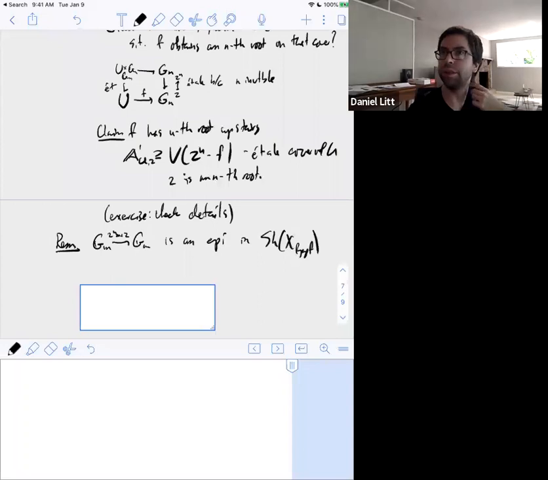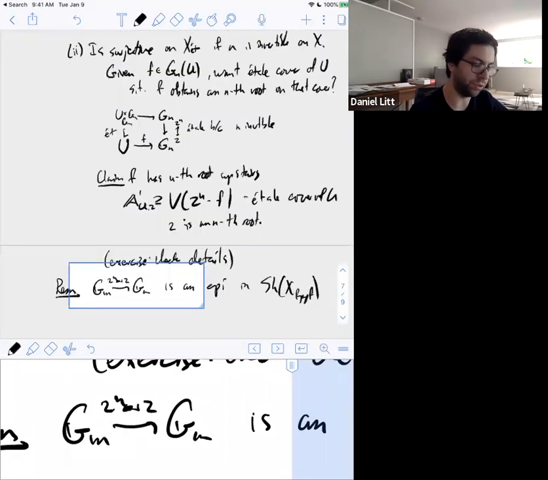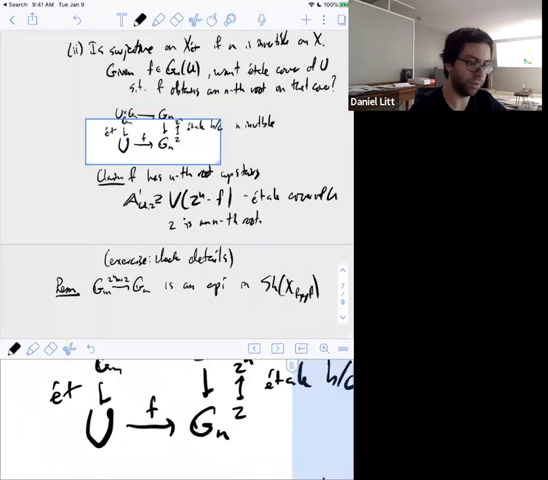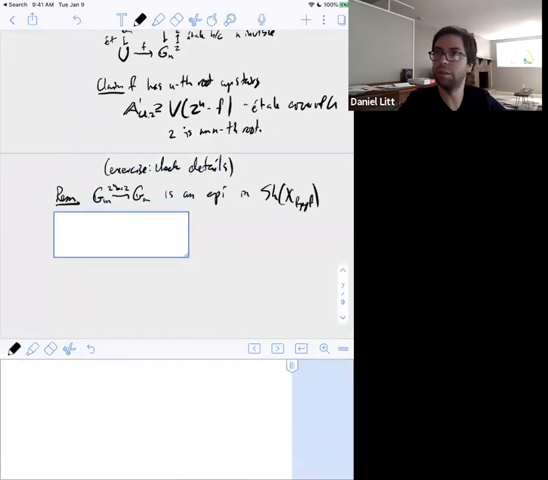Are there any questions about that? And the reason why is just that this map is flat and finitely presented. So if you just replace the word Étale here with flat, you'll get a proof. All right, cool.